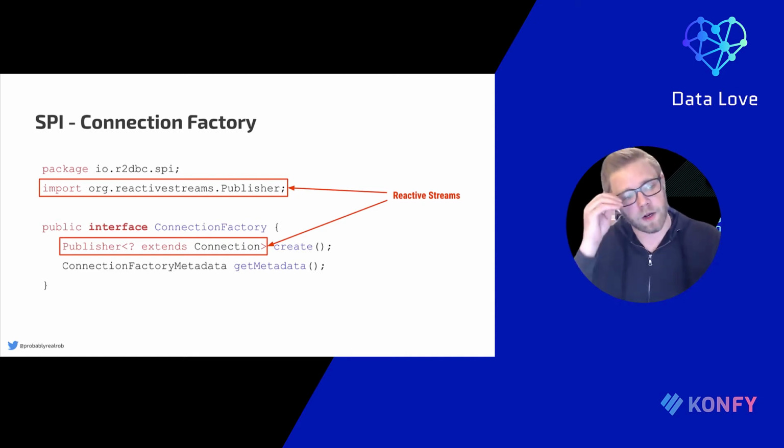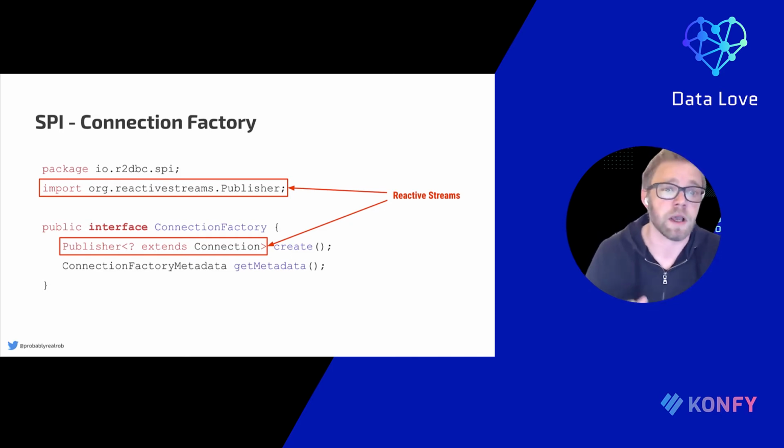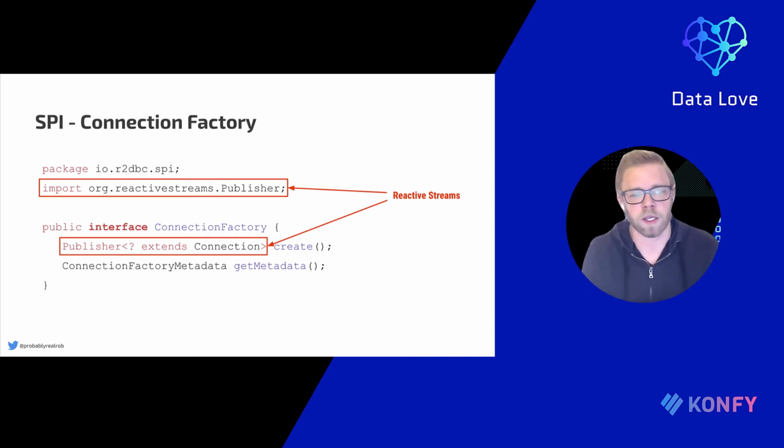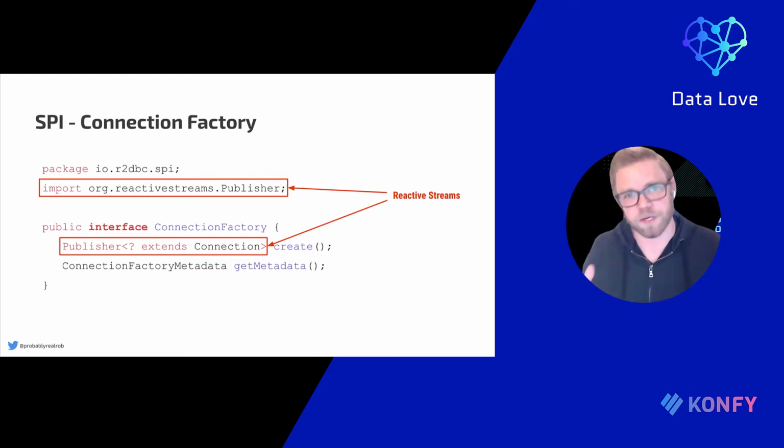And as you can see here, there's an import, of course, bringing in the reactive streams, specifically in this case, a Publisher. And as we take a look at the method declaration inside of ConnectionFactory, now, a connection factory's job is to produce connections.